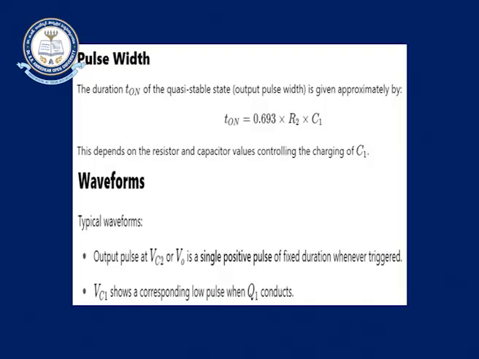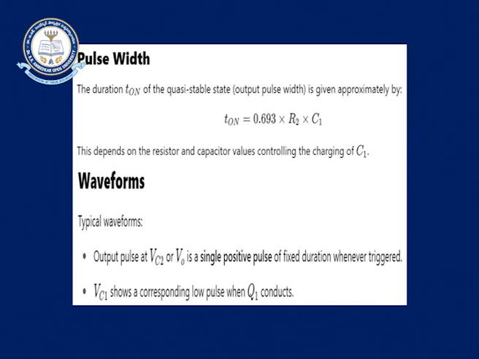Okay. And how are we going to find out the pulse width? Whenever the transistor is in on condition, that means the quasi-stable state, T on is given by the same formula, 0.693 RC. That means R is the resistor R2, and the coupling capacitor of the first transistor Q1 is C1. Okay, which depends upon the resistor and capacitor values, controlling the charging of the capacitor C1.